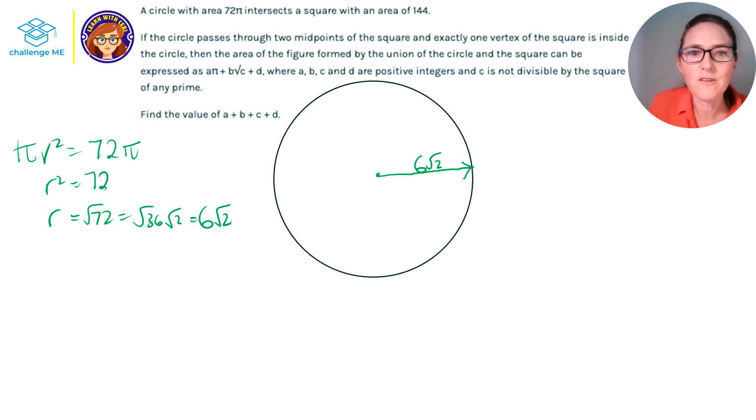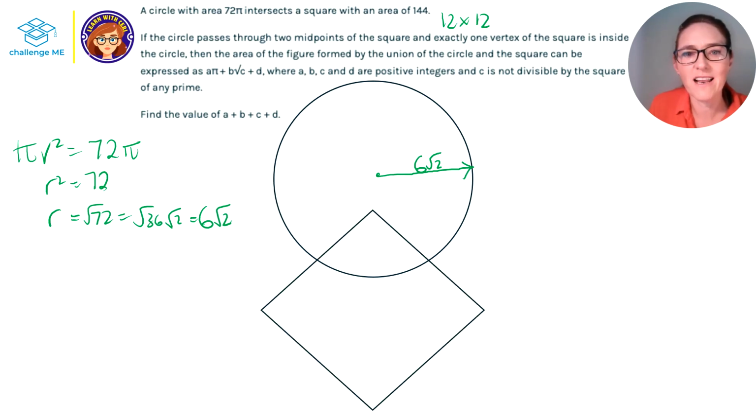Now the square had an area of 144, which is a 12 by 12 square. If it's passing through a midpoint of one of those sides, then it's at size 6. It's going to be across 6, which is less than 6 times root 2, because root 2 is 1.4-ish. So the square is going to overlap a bit like this, where this length is shorter than the radius of 6 root 2.